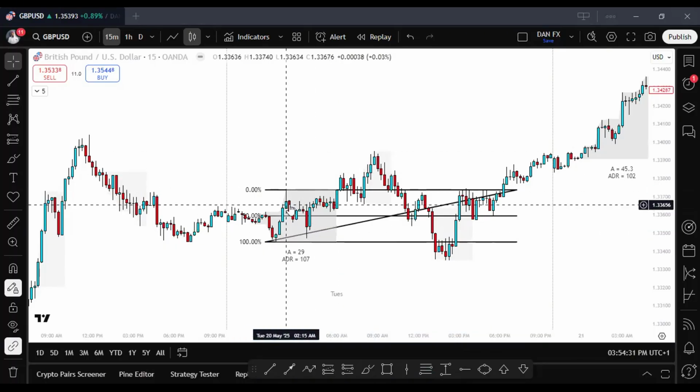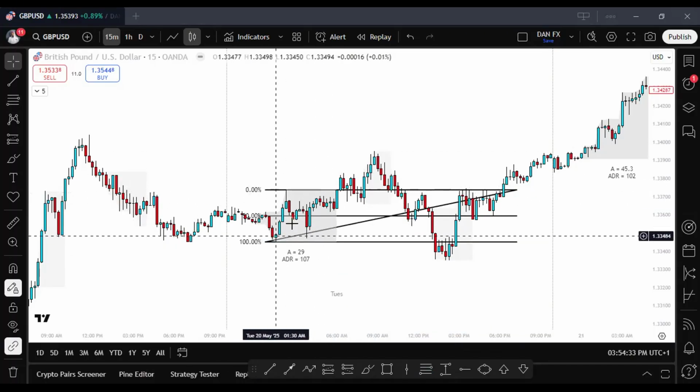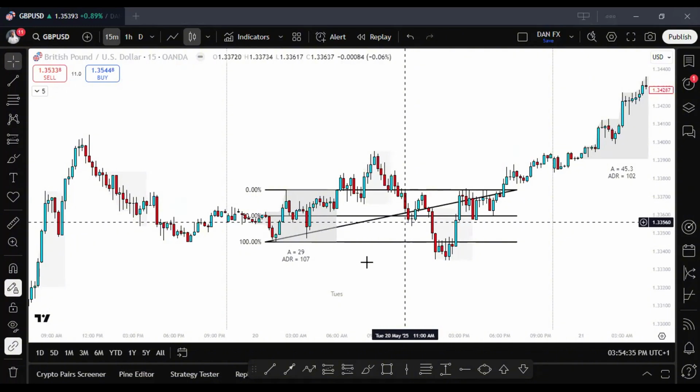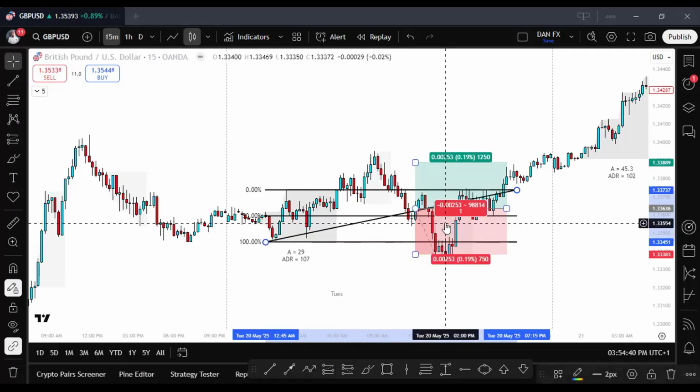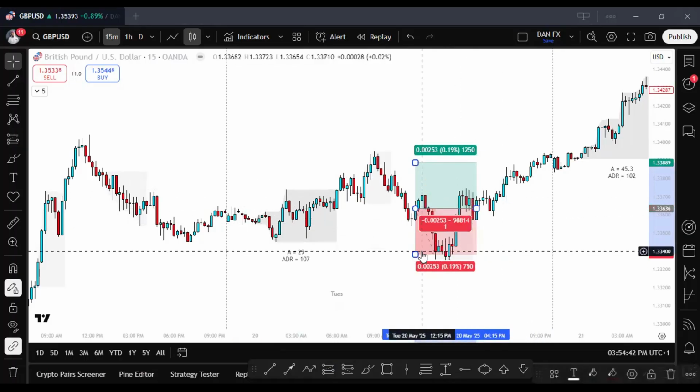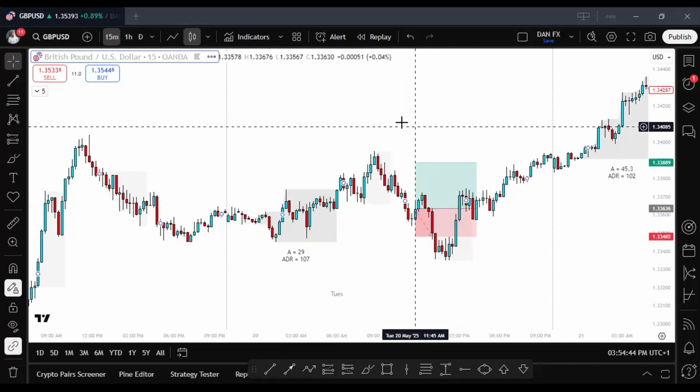You can see how price comes to the middle of the Asian range. So this gray box is the Asian range. Price comes to the middle of the Asian range here. You take your buys, price ended up hitting your stop loss, right? This one didn't really go anywhere. So you take your buys there, stop loss hits, right?